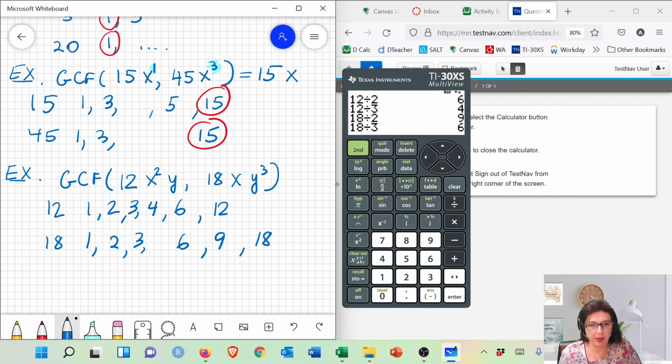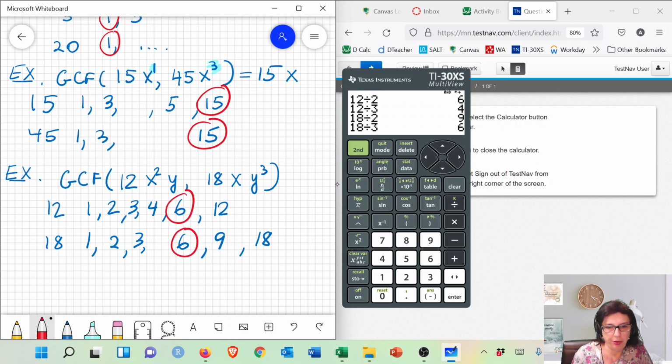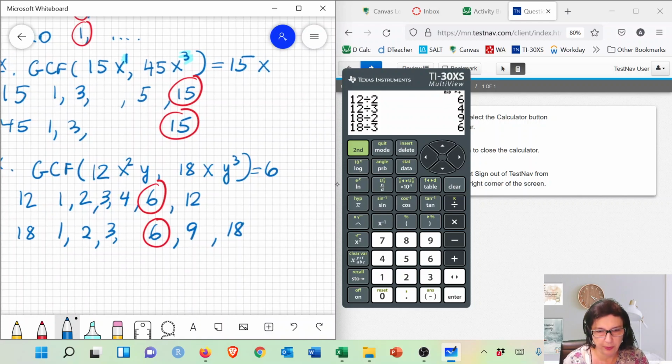So if you compare these two lists, you will see that 6 is the largest factor they share. They do share a 3 and they do share a 2 and they also share a 1, but the largest one they share is a 6, and that's what you want. So the GCF right now is just going to be 6. Now let's try to figure out what about the variables.